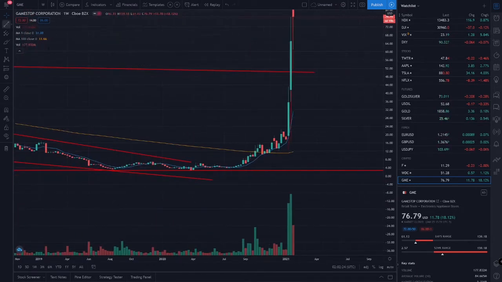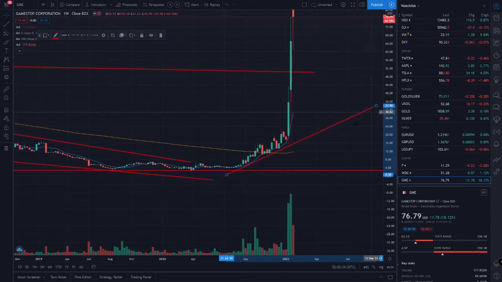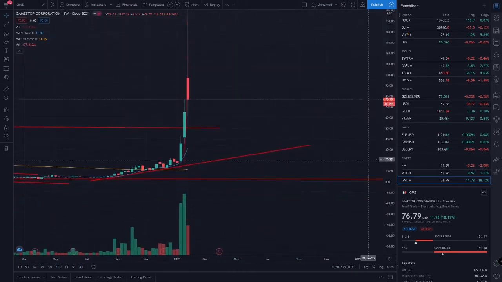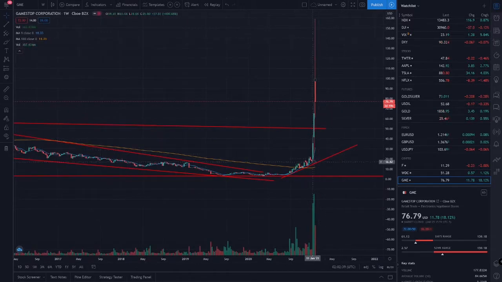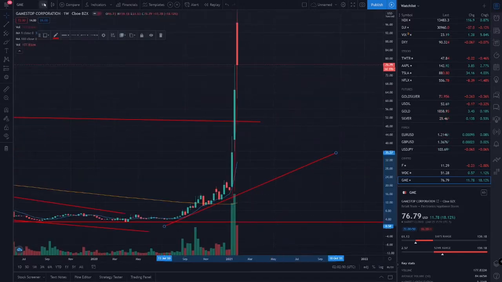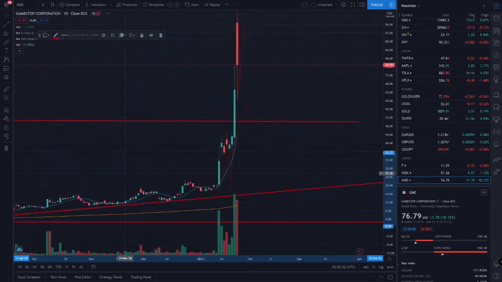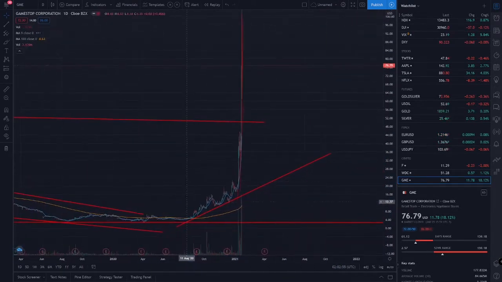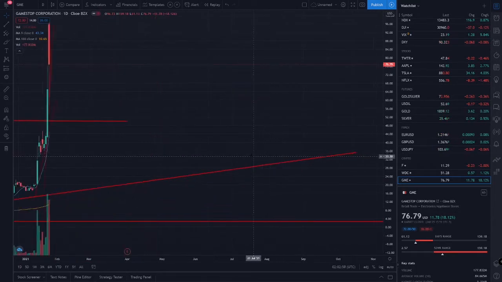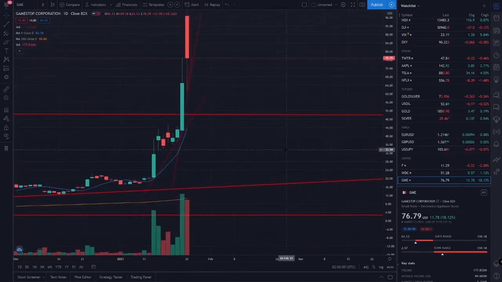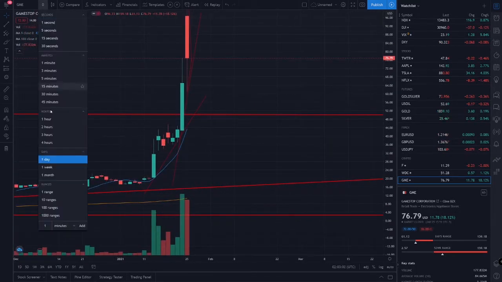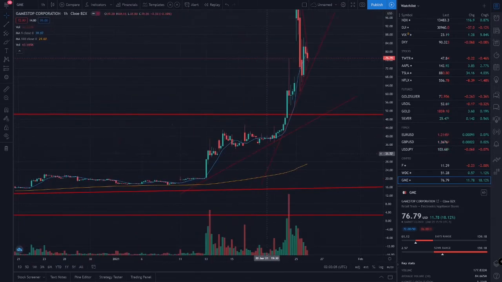Okay, so we also have this uptrend too. I don't think this one's going to be relevant. I think we're going to be so high that it's going to... well, actually, I don't know. Okay, let's go to the daily. There's that uptrend. Let's go to the hourly. Let's get these a little bigger.